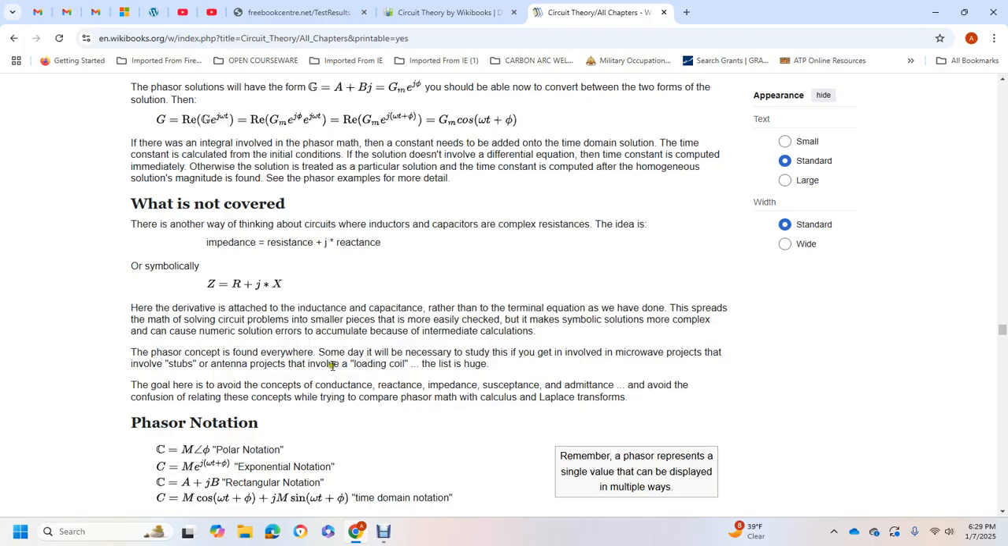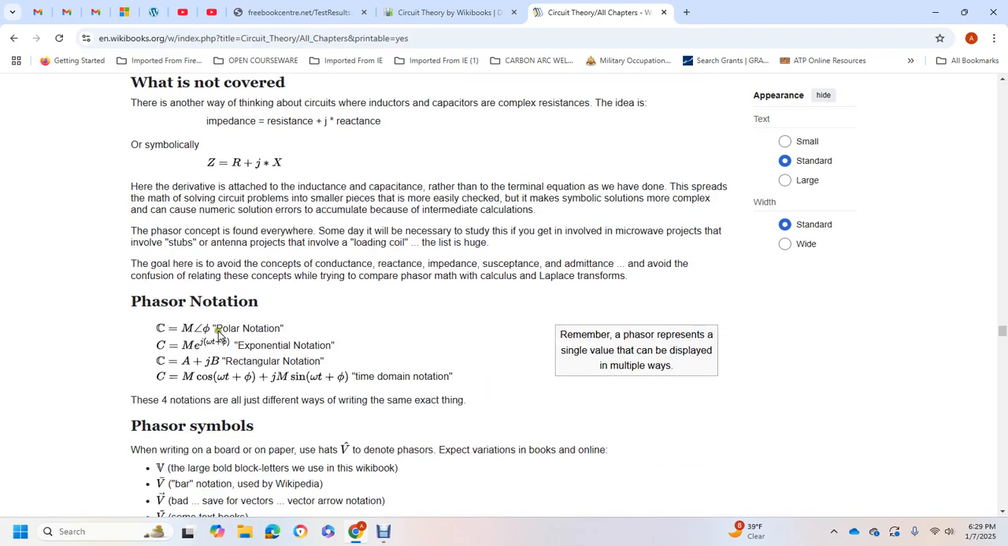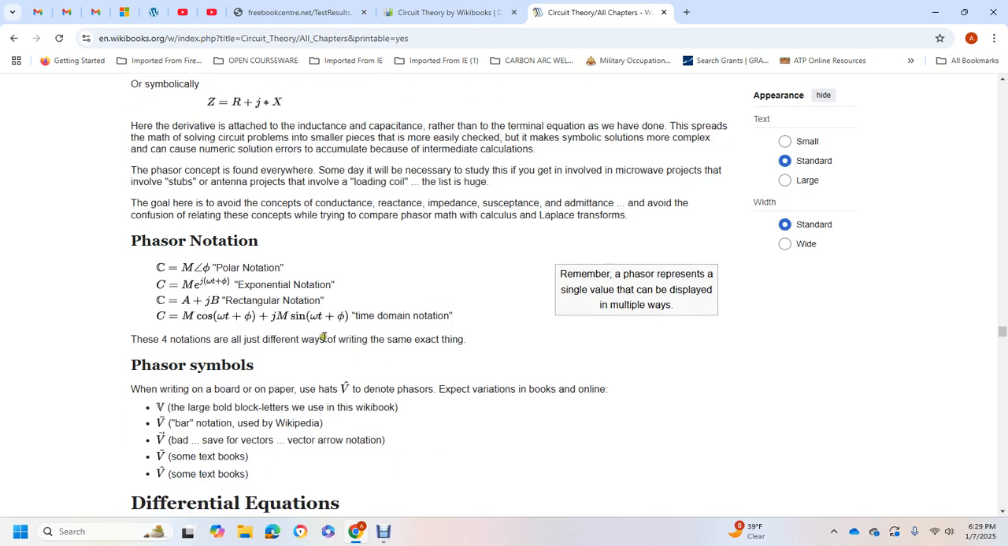The goal is to avoid confusion over the concepts of conductance, reactance, and impedance, and susceptance and admittance, by relating the concept of the triangle and comparing the phasor method to calculus and the Laplace transformation. Show polar notation, exponential notation, rectangular notation, and time notation: different ways of writing the exact same thing.